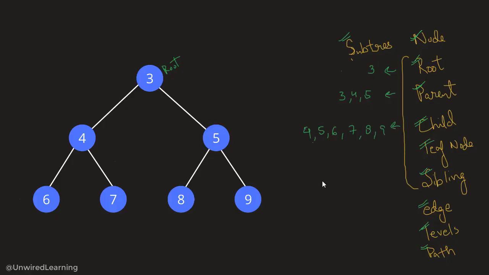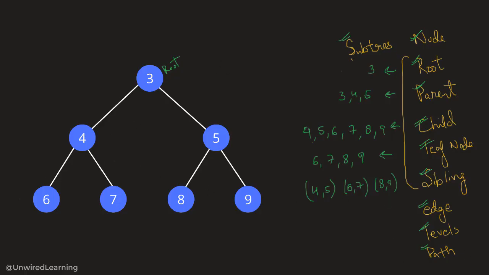Then about leaf nodes, all the nodes which are at the bottom, which are 6, 7, 8 and 9, are going to be leaf nodes. Then about siblings, 4 and 5 are siblings, so this is going to be a pair, 4 and 5. Then 6 and 7 are siblings, then 8 and 9. So this is going to be our siblings. That's it. Now the remaining ones are all edges.